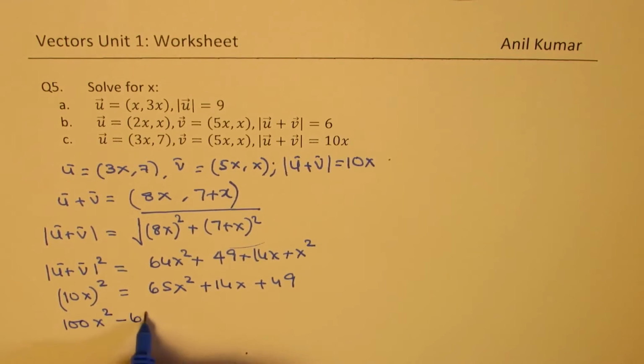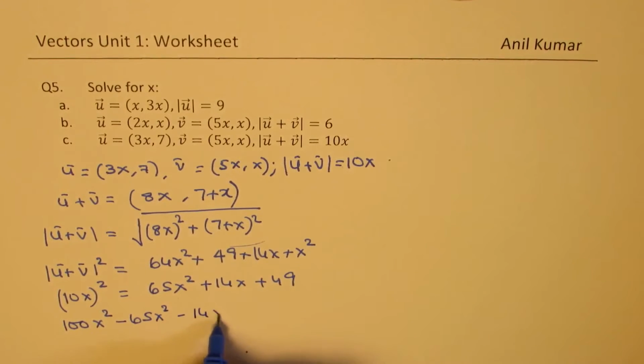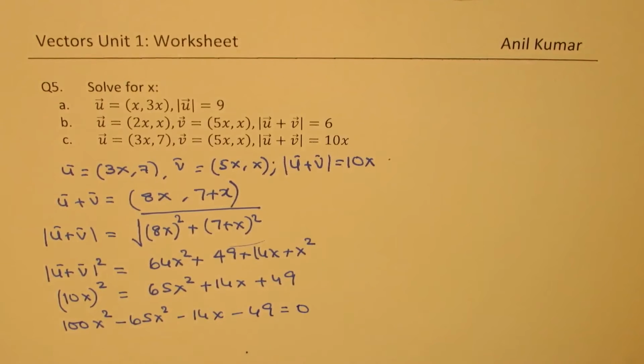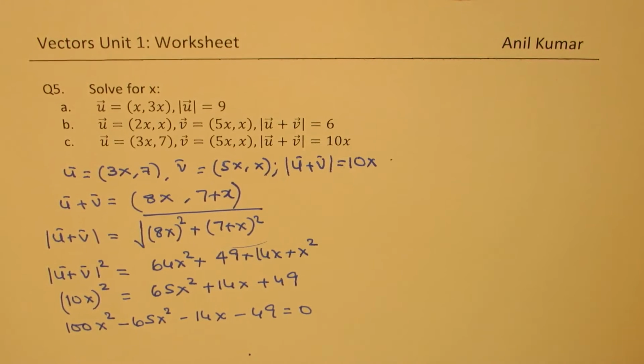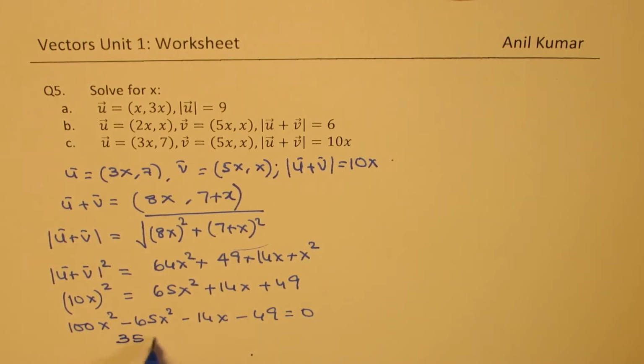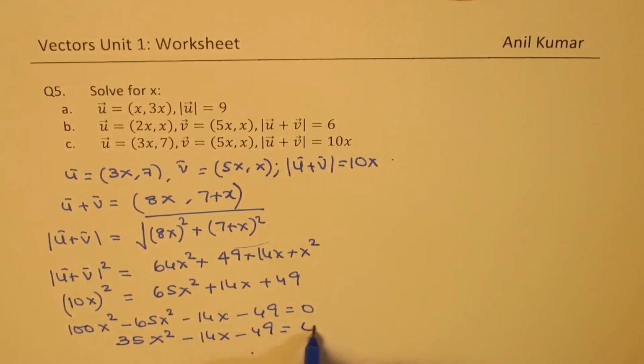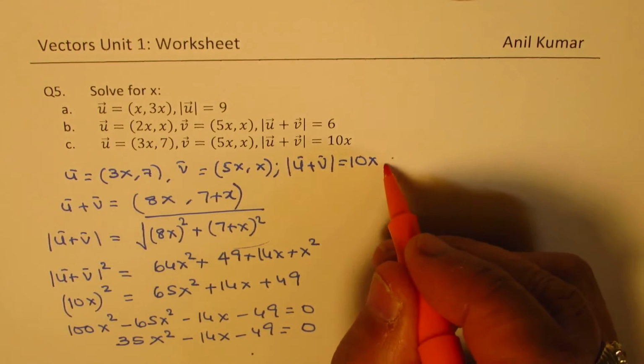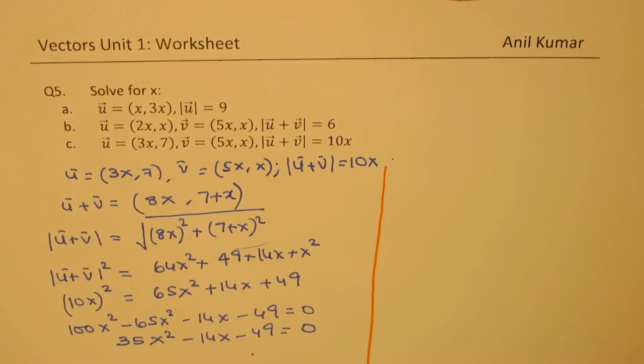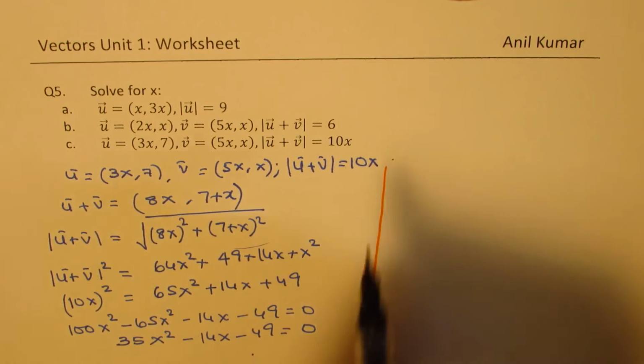Let's take away 65x squared. Let's take away 14x and 49. It gives us a quadratic equation, correct? So we may have to use the calculator now to solve this question, correct? So we get 35x squared minus 14x minus 49 equal to 0. So now you can use the quadratic formula to find the solution. Or we could use sum and product also. But anyway, we'll use the quadratic formula to find the solution.